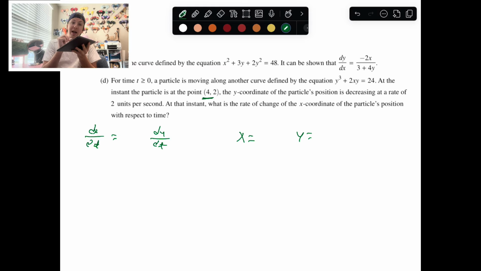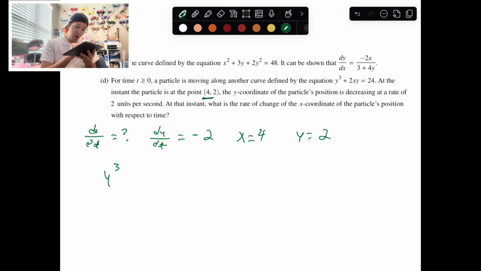They give us a point at this time that is 4, 2. So our x is going to be 4, our y is going to be 2. We are also given that the y-coordinate of the particle's position is decreasing at a rate of 2 units per second. So our rate is going to be 2, and since it's decreasing, it is going to be negative. And we want to figure out dx over dt, the rate at which the x position is changing. So let's start off with our equation.